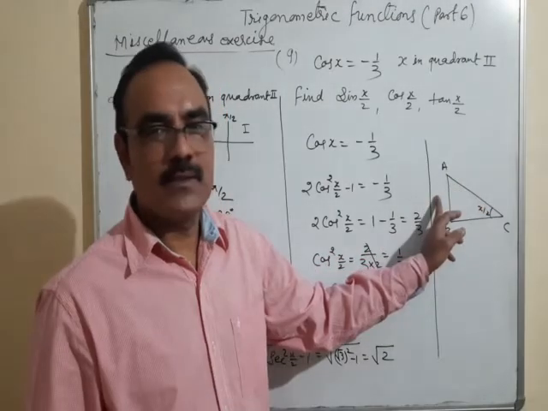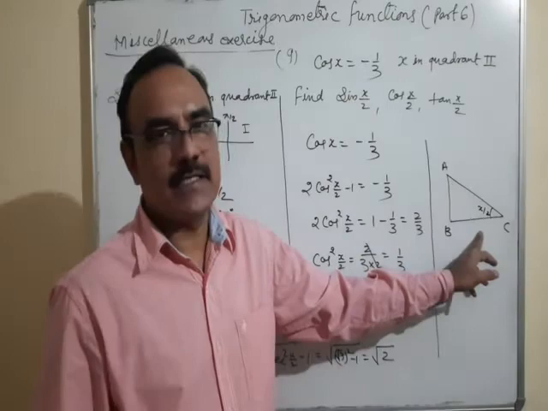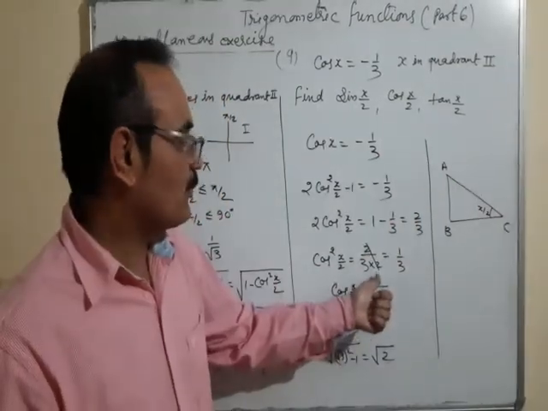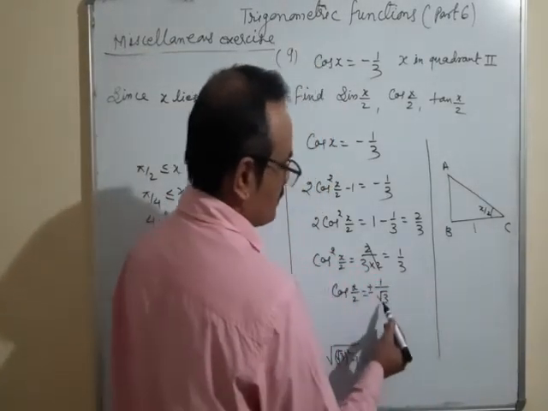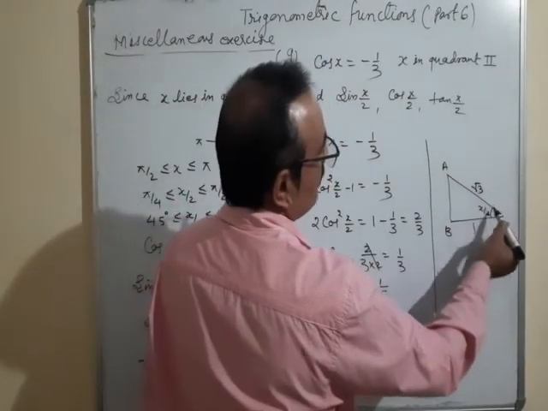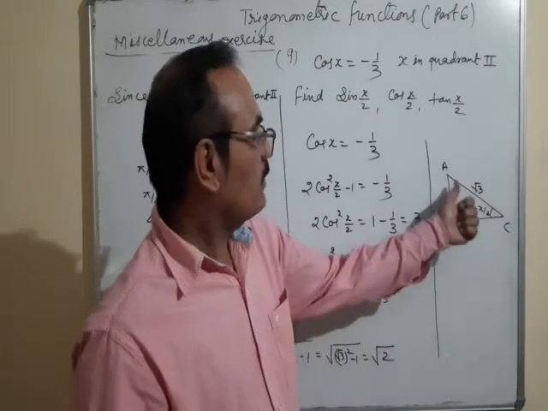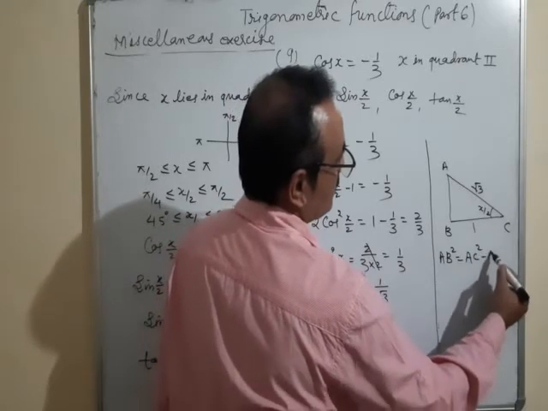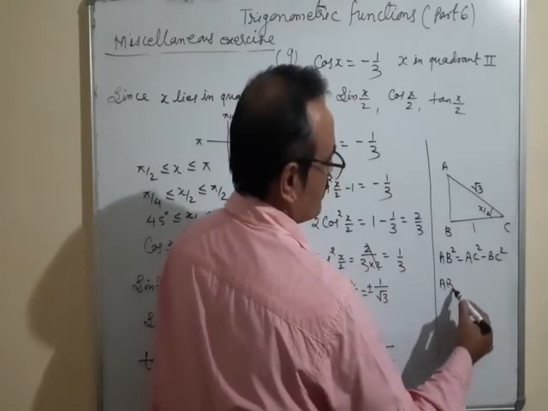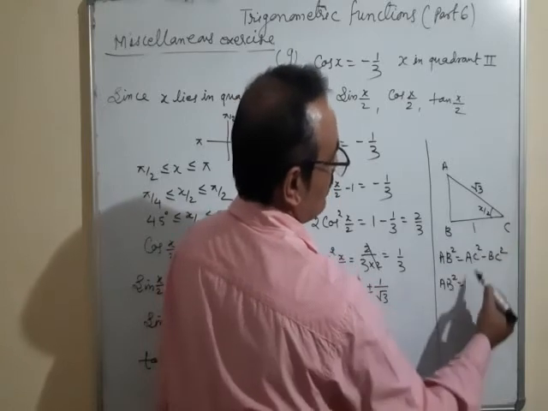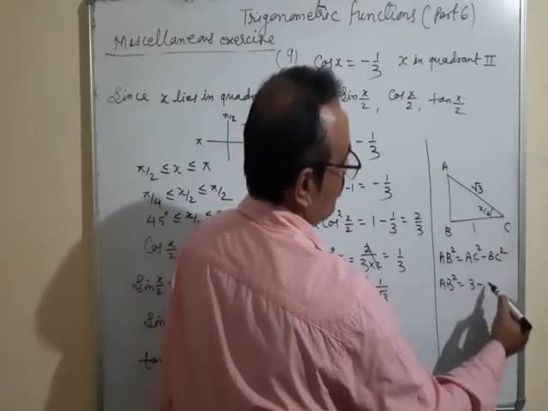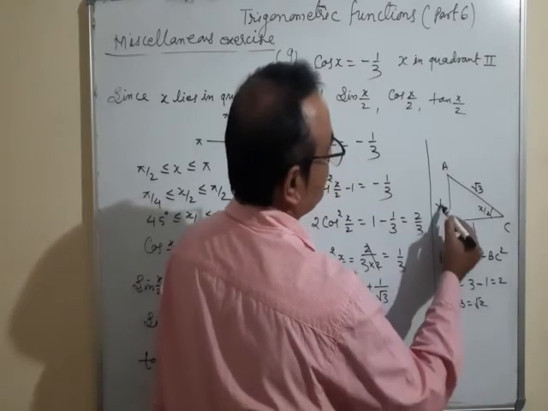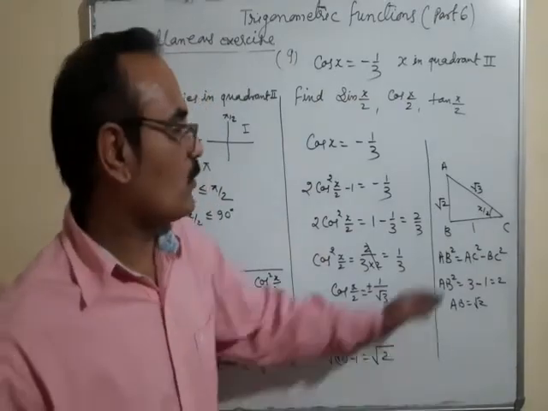Opposite side of this is perpendicular. Adjacent side is treated as a base. And cos is base upon hypotenuse. What is base? Base is 1. Hypotenuse root 3. Okay. Using Pythagoras theorem, AB square is equal to AC square minus BC square. So AB square is equal to AC square 3 minus BC 1. So what is AB? AB is under root 2. Okay. Now I'll get all three sides of it.